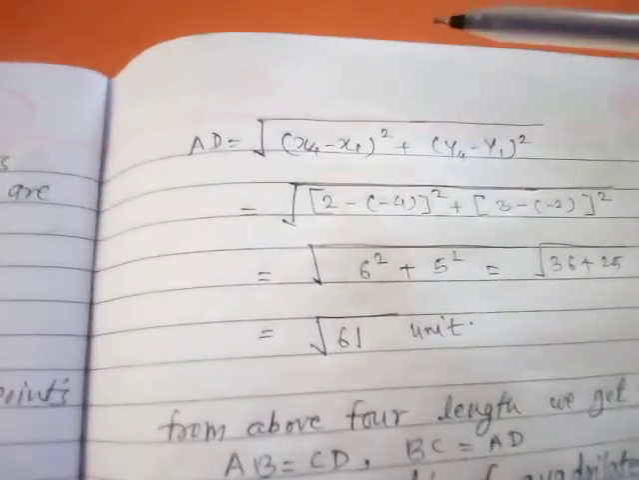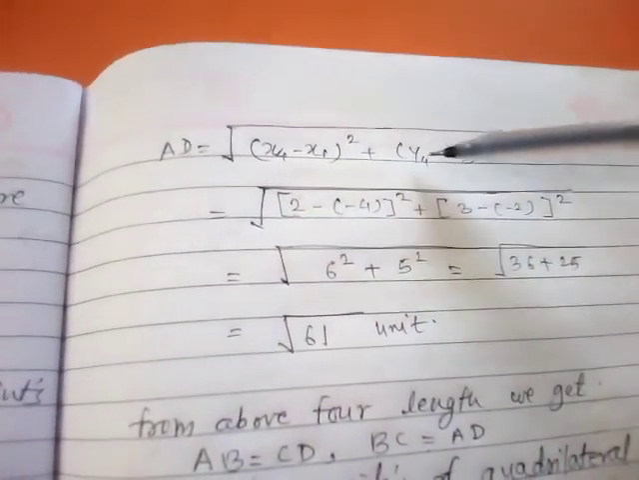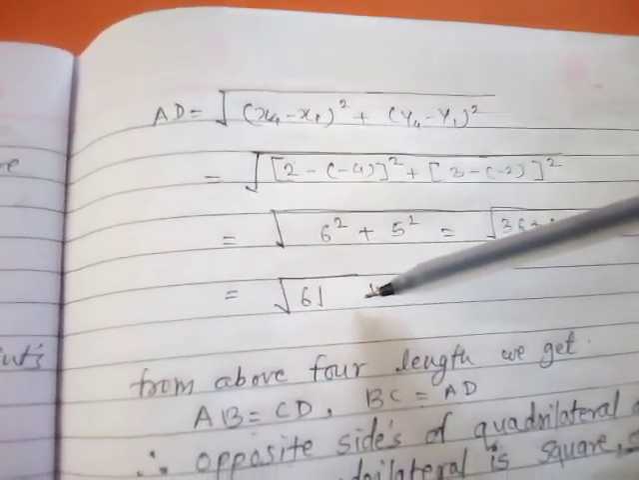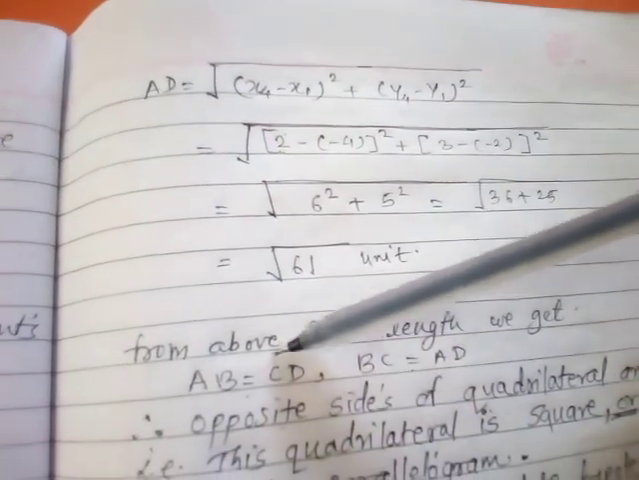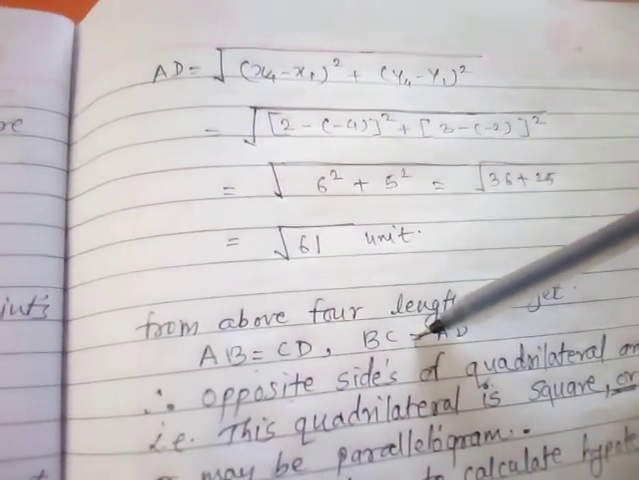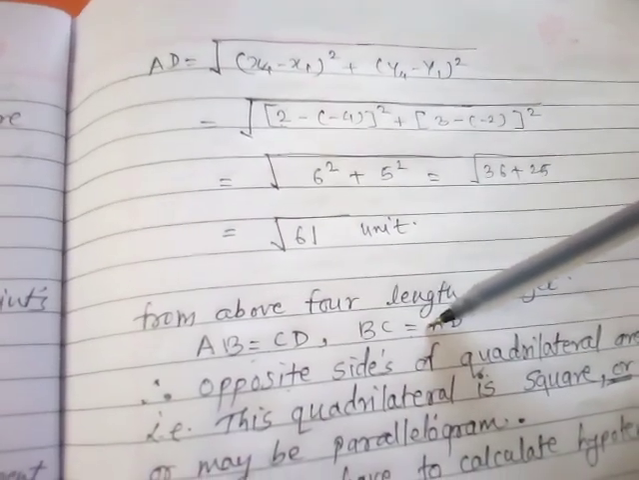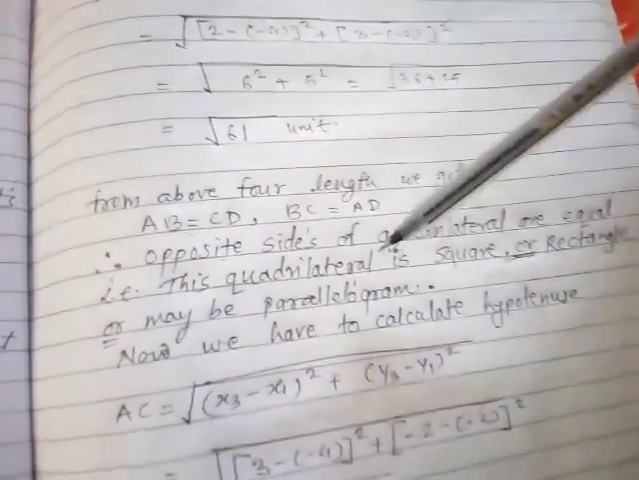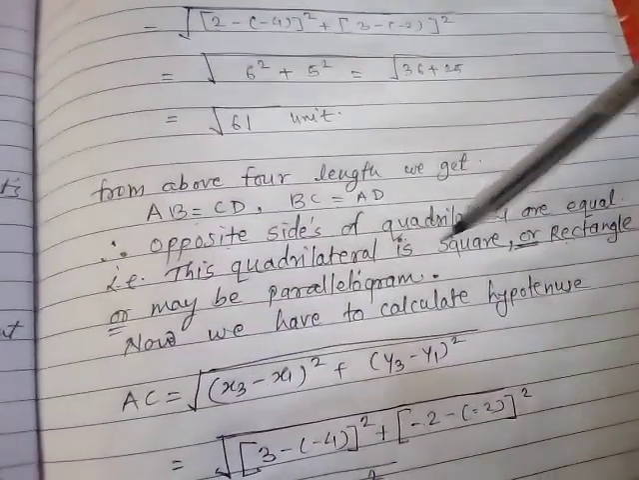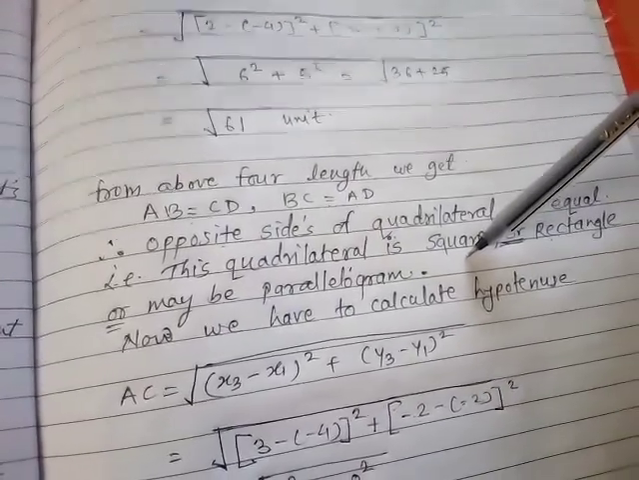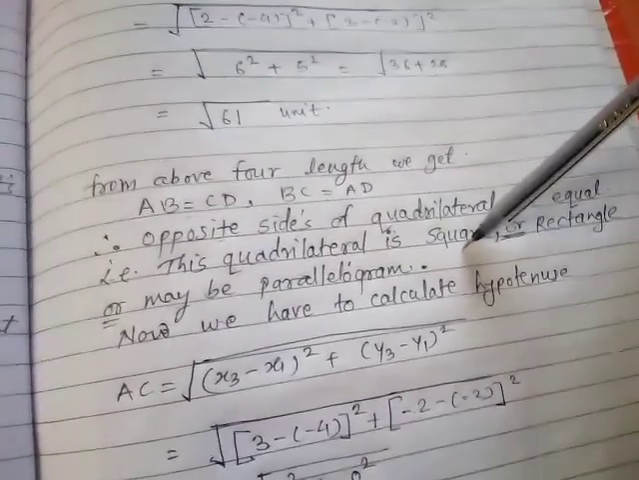And last, we calculate AD, equal to the square root of (x4 minus x1) square plus (y4 minus y1) square. We get the value, that is 61. By calculating these lengths, we can conclude that AB is equal to CD and BC is equal to AD. AB and CD are opposite sides, BC and AD are opposite sides. Opposite sides are equal. Therefore, this quadrilateral may be a square, rectangle, or a parallelogram. It is not a square because all four segments are not equal. Therefore, the first chance gets cancelled.